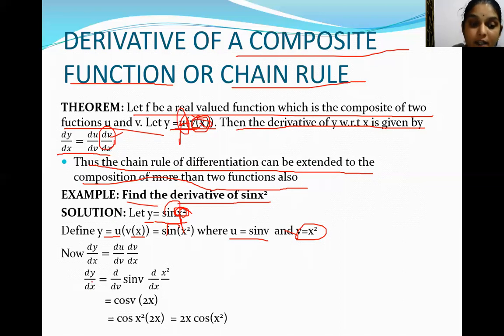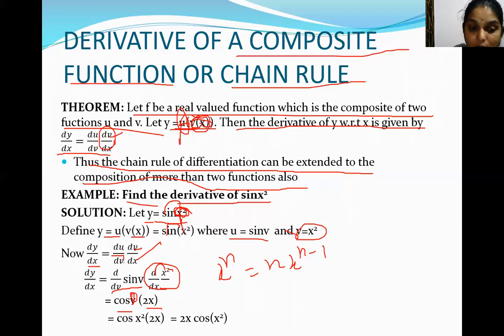Got it? Then dy by dx is equal to du by d phi into d phi by dx. That is d by d phi of sine phi into d phi by dx. D by d phi of sine phi is cos phi, into d by dx of x square. You know, derivative of x raised to n is n into x to the power n minus 1. So I will write 2 into x to the power 2 minus 1. It is 2x. Thus cos phi into 2x.